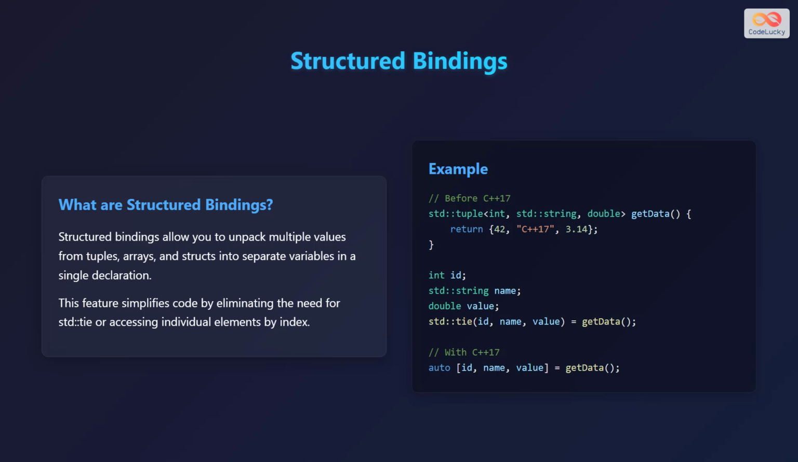Let's delve into structured bindings. Structured bindings allow you to unpack multiple values from tuples, arrays, and structs into separate variables in a single declaration. It simplifies code by eliminating the need for std::tie or accessing individual elements by index. Here's a before and after example. Before C++17, you'd have to use std::tuple and std::tie to extract values. With C++17, you can directly unpack the tuple into variables, making the code cleaner and more readable.